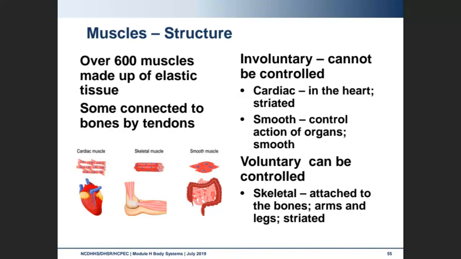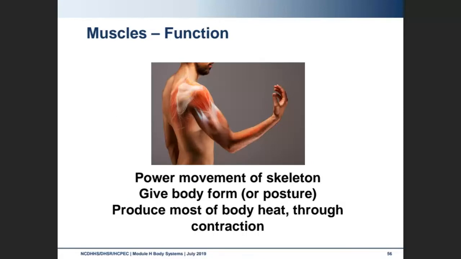Whereas voluntary muscles can be controlled, and these are skeletal muscles. They are attached to the skeleton and include your arms and your legs. These are striated muscles. So I tell my arm to outstretch, right? I have control over that. Muscles power the movement of the skeleton. The tendons connect muscles to bone and move the bones when the muscles are contracted, or shortened. They also give the body form or posture, and muscles produce the majority of our body heat.